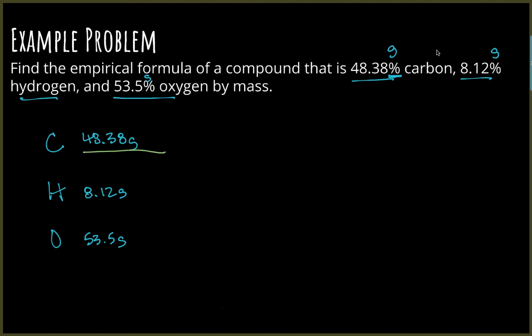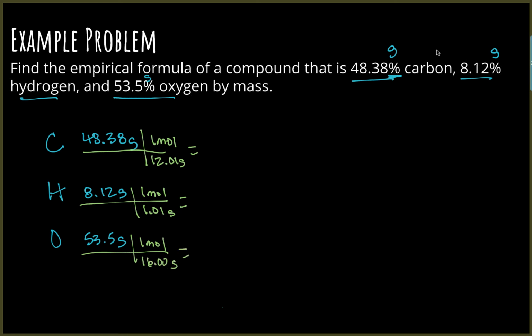Now I'm going to convert to moles using the molar mass. So 1 mole of carbon is 12.01 grams. 1 mole of hydrogen is 1.01 grams. 1 mole of oxygen, 16 grams. So then that gives me 4.028 moles of carbon, 8.040 moles of hydrogen, 3.344 moles of oxygen.